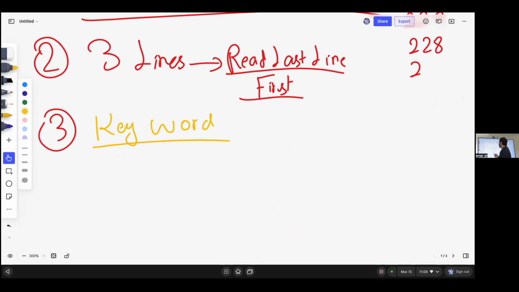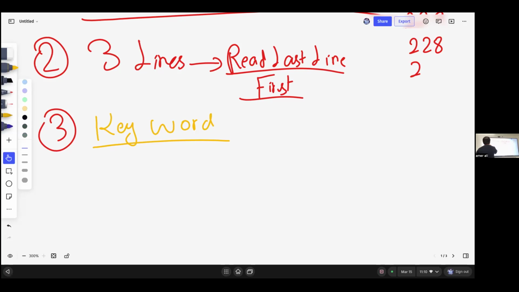Every question will have a keyword. I need to identify the keyword. The keyword can be that you are in a predictive life cycle, iterative life cycle, or agile life cycle. There must be something in the keyword. I need to find out the keywords in the question, and every question will have it.